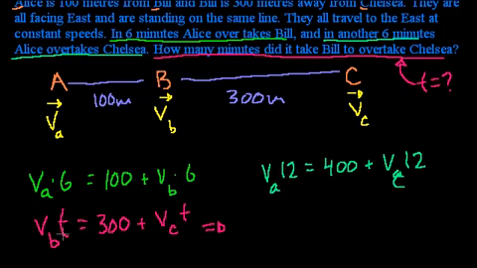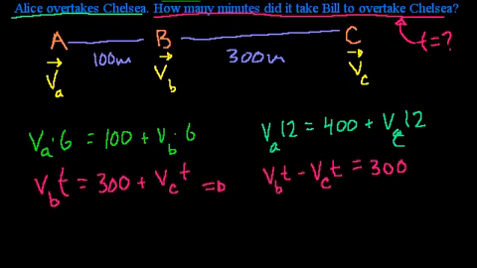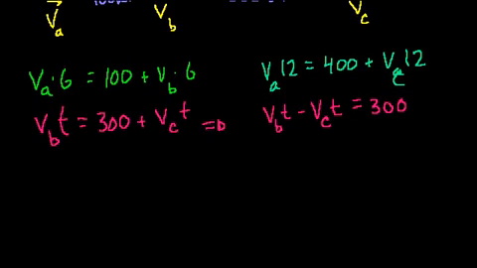And then in t minutes, and that's what we're going to have to solve the problem for, B is going to have to travel 300 meters more than Chelsea right there. And we need to solve for t. So let's just solve for t. So what do you get? You get VBT minus VCT is equal to 300. I just subtracted Chelsea's velocity times time from both sides of this equation. We can factor out the time, so let's do that.